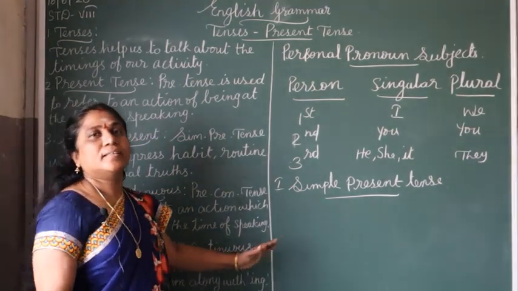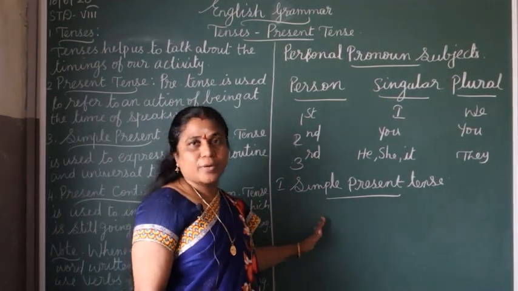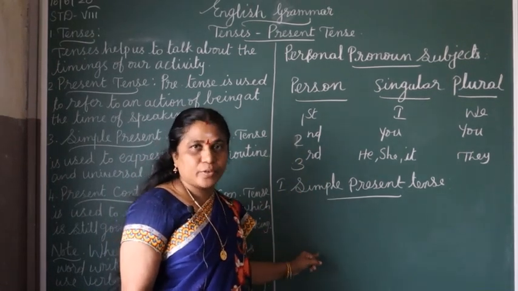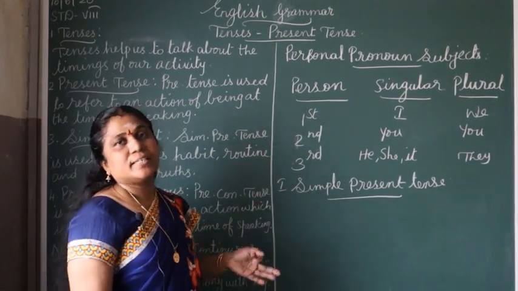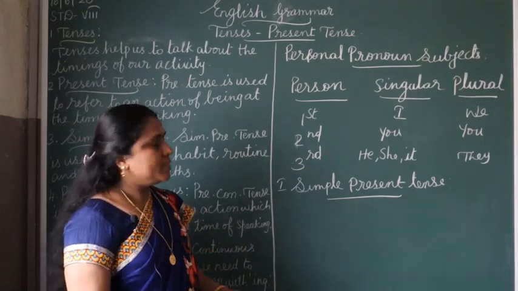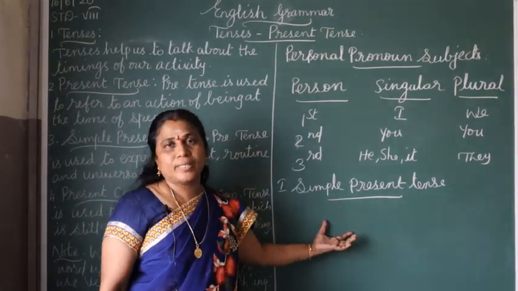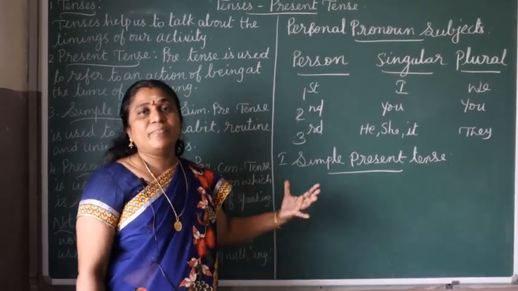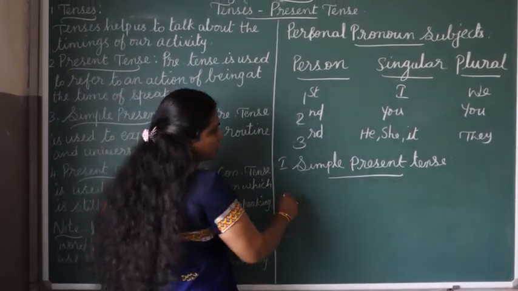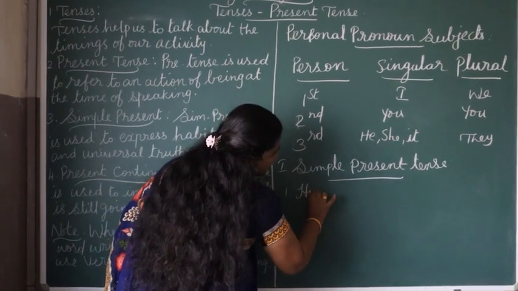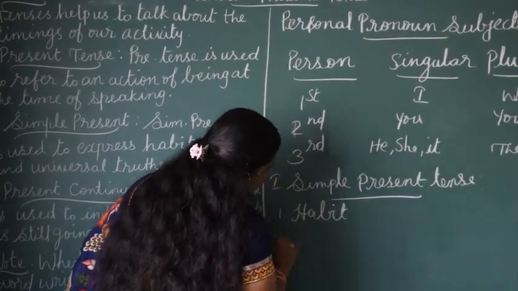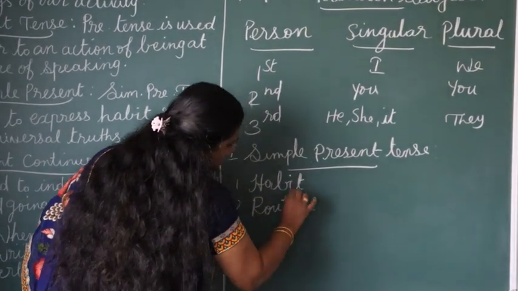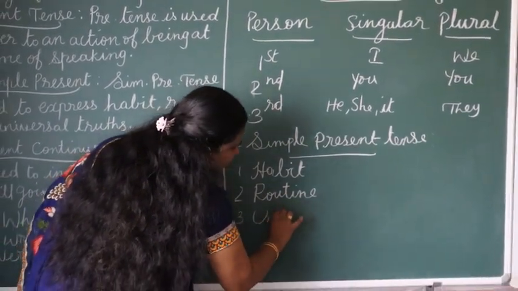Present tense has 4 parts. They are simple present tense, present continuous, present perfect and present perfect continuous. First we focus on simple present tense. When do we use simple present tense? When we talk about habit, routine, universal fact.